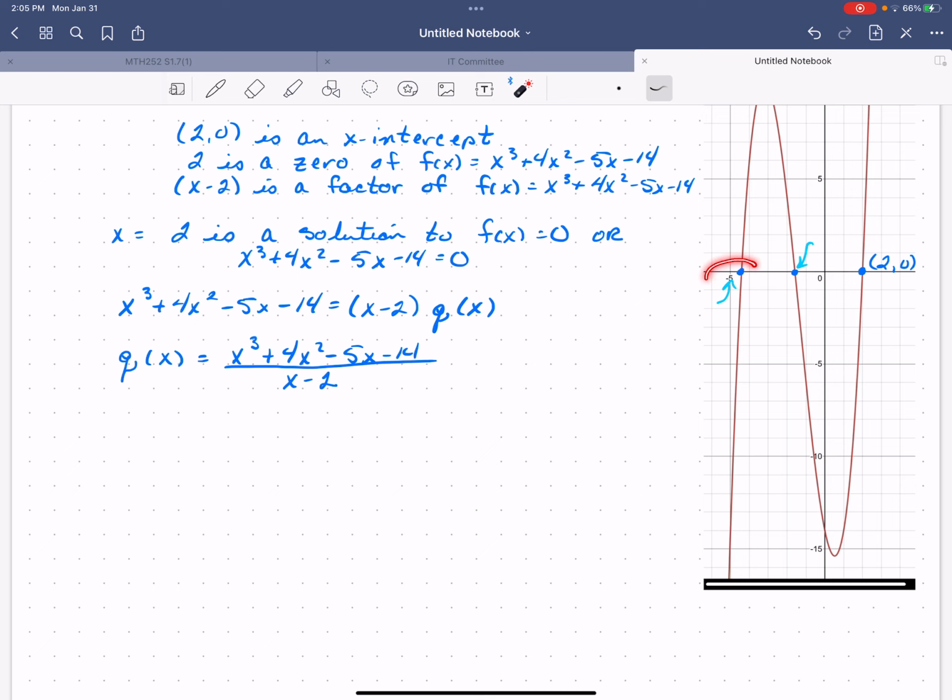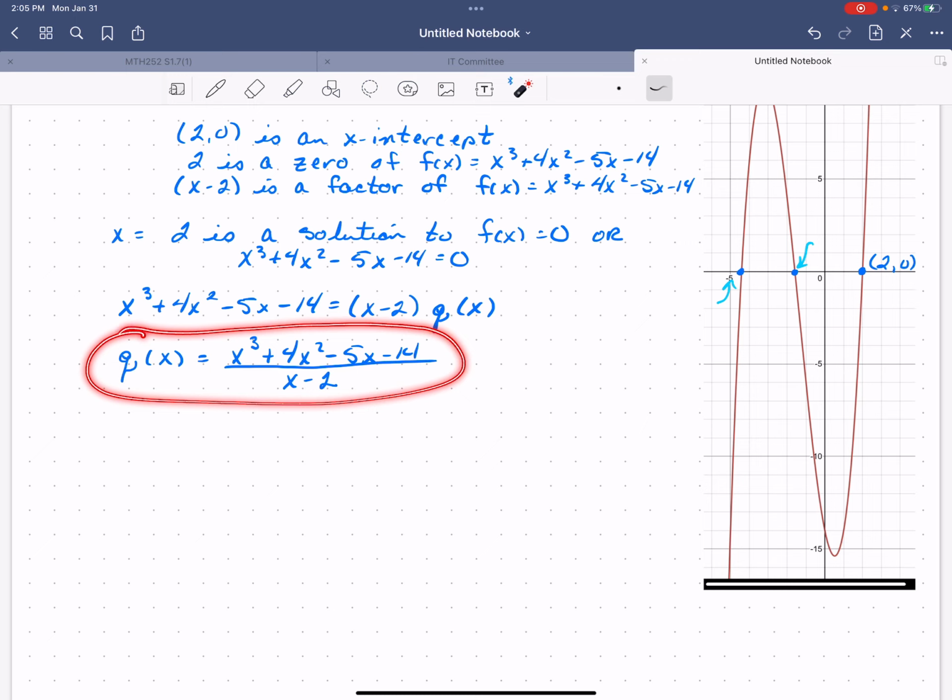And what we want to do is find the coordinates of those two points, which means we want to find all of the solutions to this equation where f of x equals 0. And we want to find them exactly. And we're going to use the knowledge that x minus 2 is a factor to find what x minus 2 must be multiplied by in order to get x to the third plus 4x squared minus 5x minus 14. In other words, what will be the result when we divide x minus 2 into this polynomial?